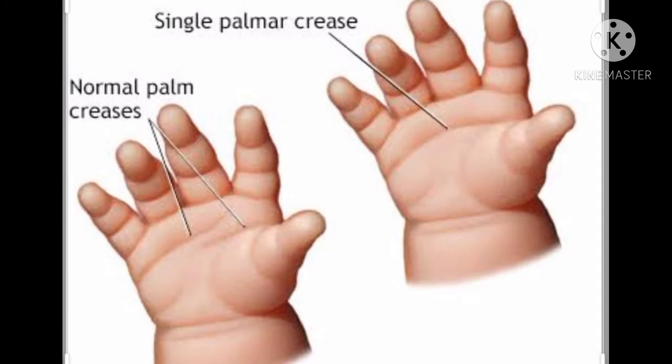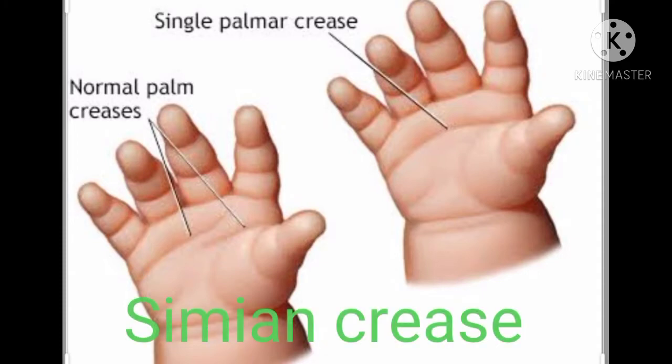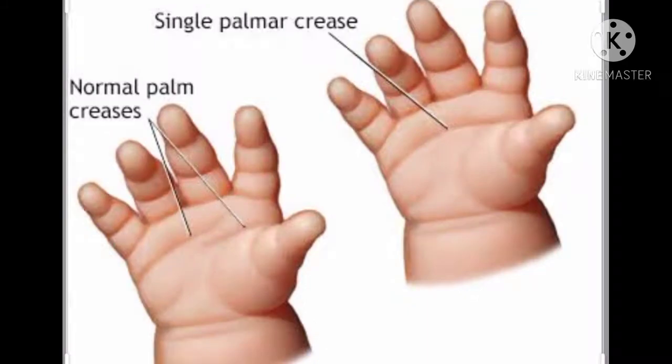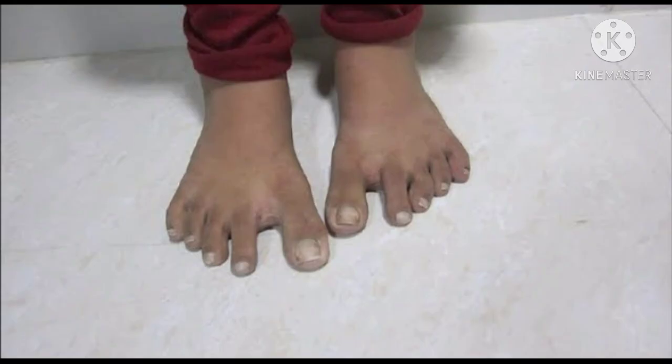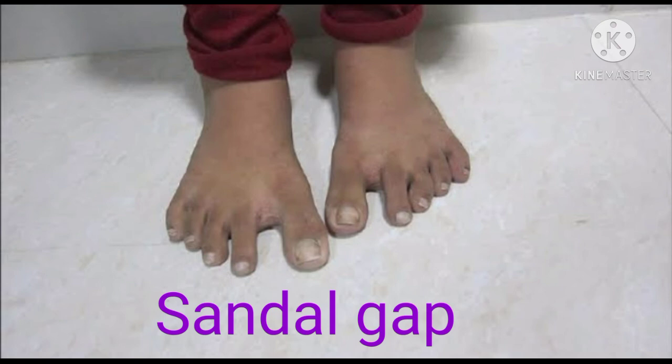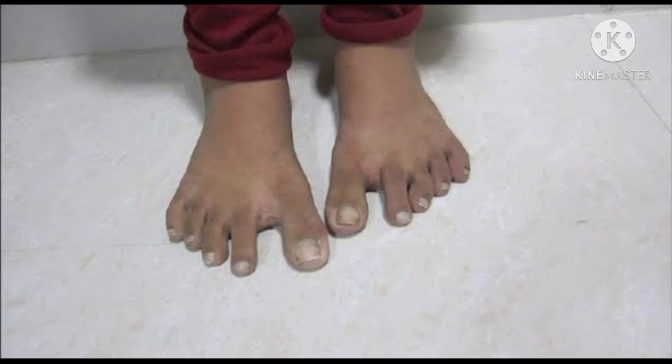So the next feature is what we see in the hand. Compared to a normal crease on the hand, there is a single transverse crease, that we are seeing on the right side, that is known as Simian crease. On the foot, what we see is a large gap between the big toe and the second toe, that is what is known as Sandal gap.